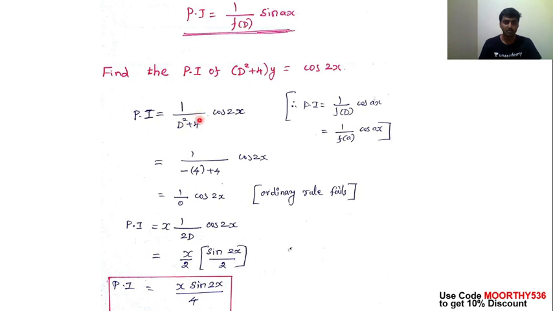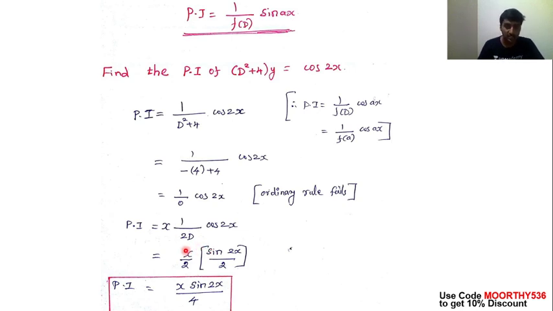Then f of D should be differentiated one time with respect to D. So we are multiplying x here. The differentiation of D square is equal to 2D, and the constant is 0. So x into 1 divided by 2D into cos 2x. So this is the condition here. Then next we are moving to the next case.